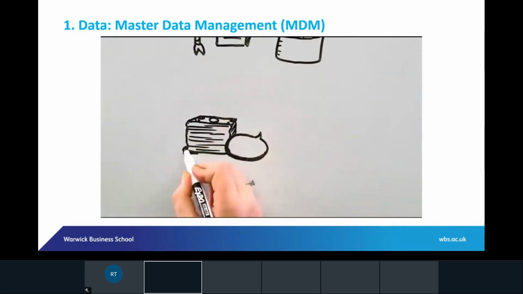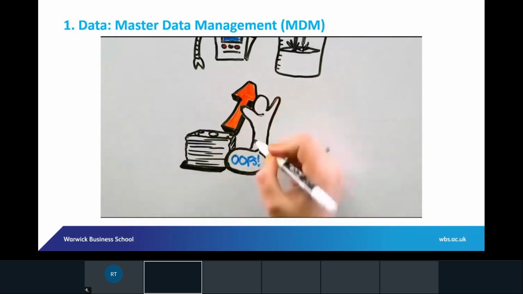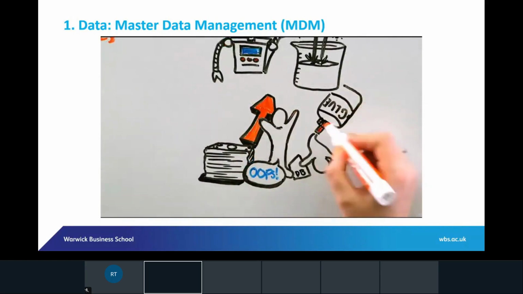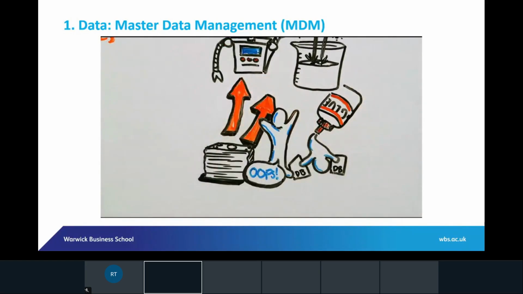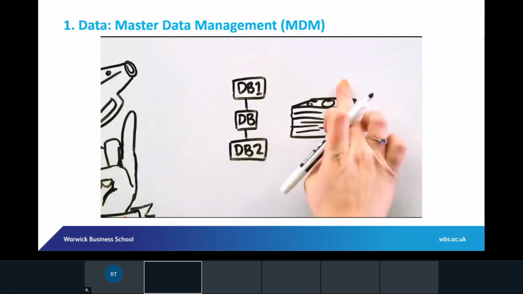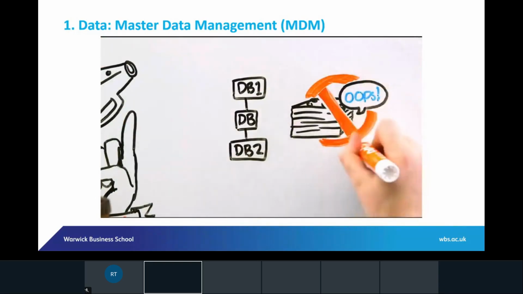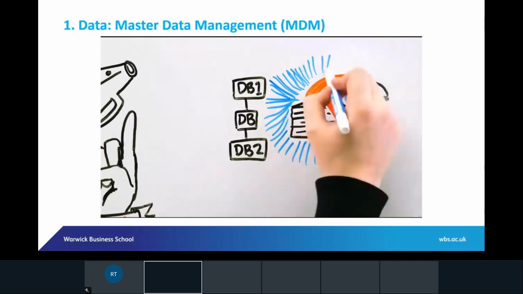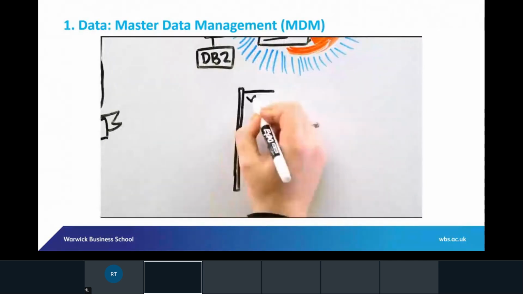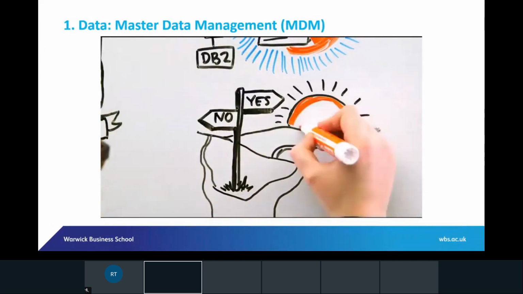Costs and errors increase as we create new roles and hire people to act as human glue across inconsistent systems, or implement additional databases for the sole purpose of mapping two databases together. Master data allows us to avoid these costs and errors, make better decisions, and helps us move faster.